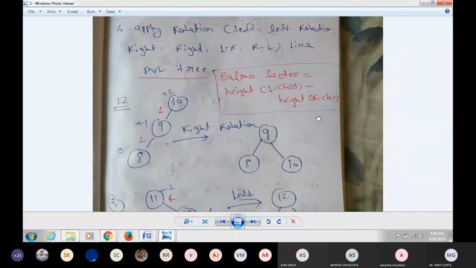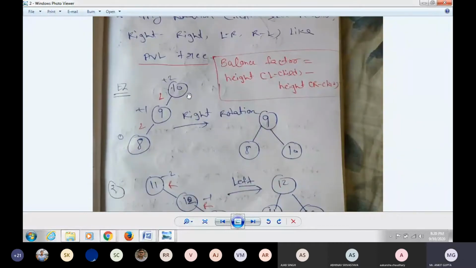Okay. For example, suppose I want to insert 10, then 9 and then 8. I have to insert according to the binary search tree. 9 is smaller than 10, so I will insert it on the left side. 8 is smaller than 9, so I will insert it on the left side of 9. Okay, so I have to follow the property of the binary search tree also.